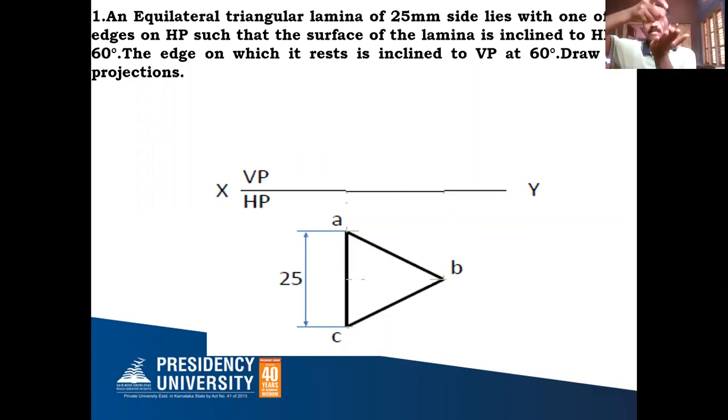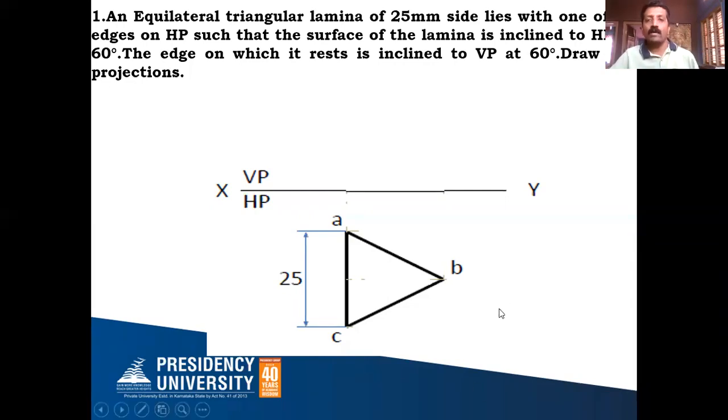The lamina is resting on one of its edges on HP like this. So I have kept it like this. Why am I keeping it like this? I am making it parallel to HP so that I can see the true shape of the lamina. Same thing we do in the projection of straight lines also. Correct? So here this is the actual position. I am placing the entire lamina like this on HP so that I can see the shape of the triangle. Now if you see from the front side, it looks like a straight line. Correct?